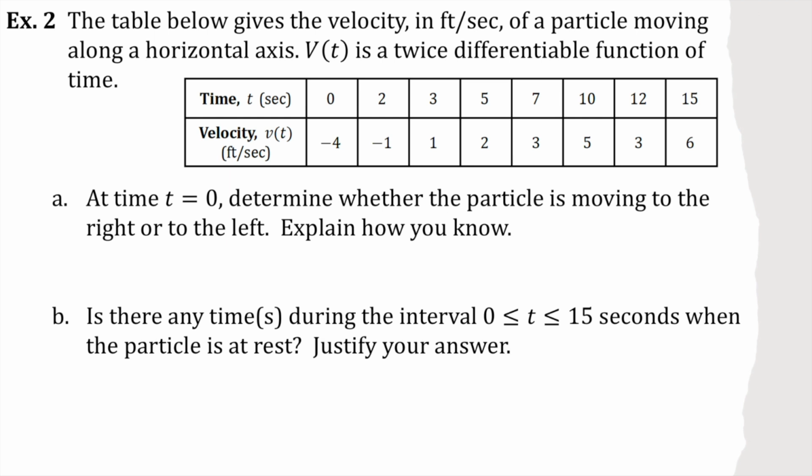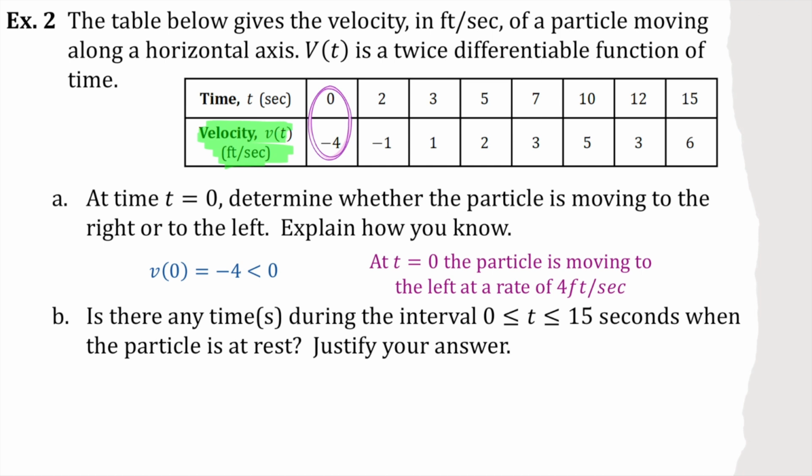Moving on now into a table problem. The table below gives the velocity in feet per second of a particle moving along a horizontal axis. V of t is a twice differentiable function of time. So just to be clear, this table is all about velocity. At time t equals 0, determine whether the particle is moving to the right or to the left, and explain how you know. At time t equals 0, the velocity is negative 4, which is less than 0. Therefore, the particle is moving to the left at a rate of 4 feet per second.